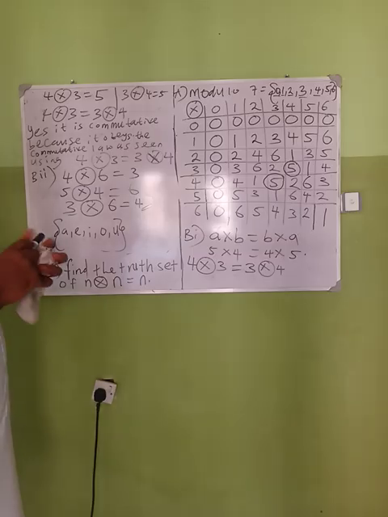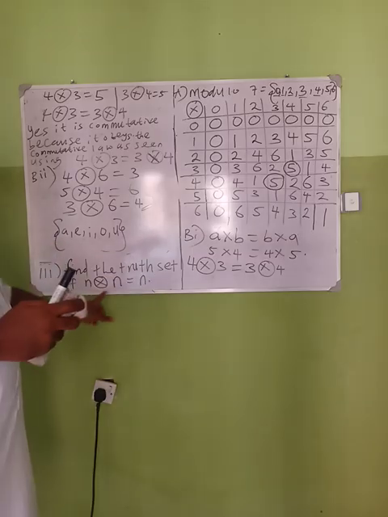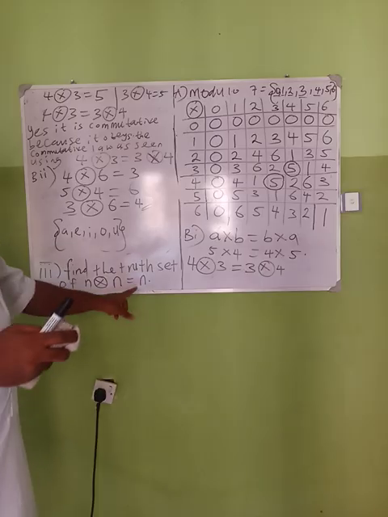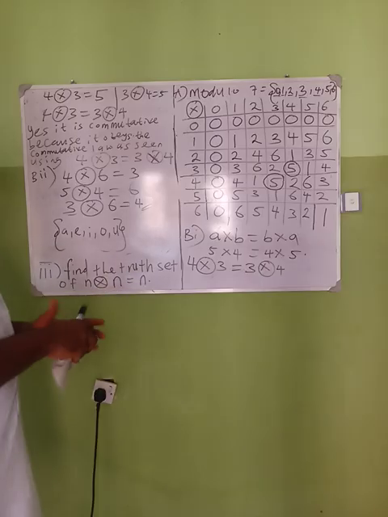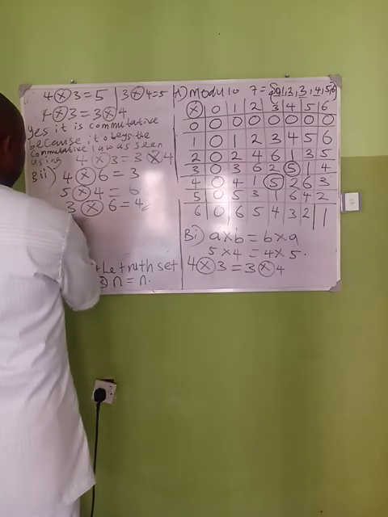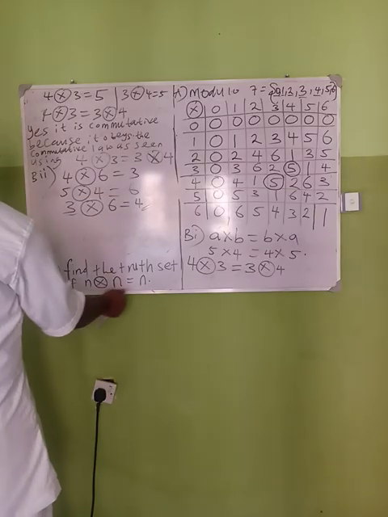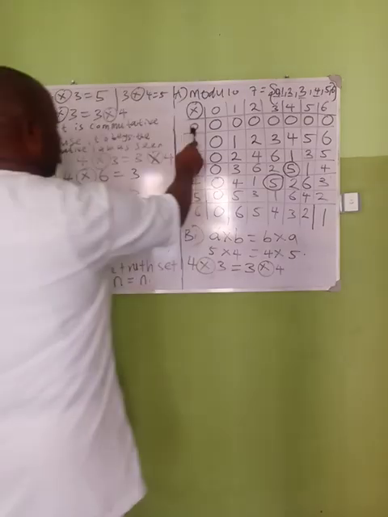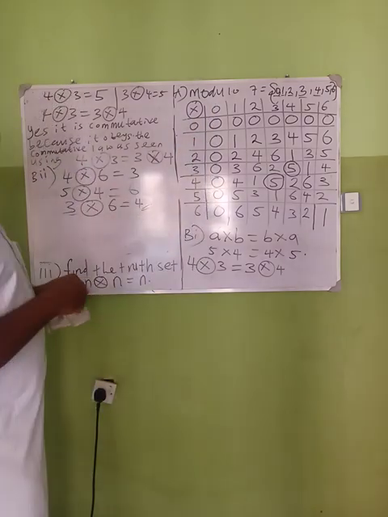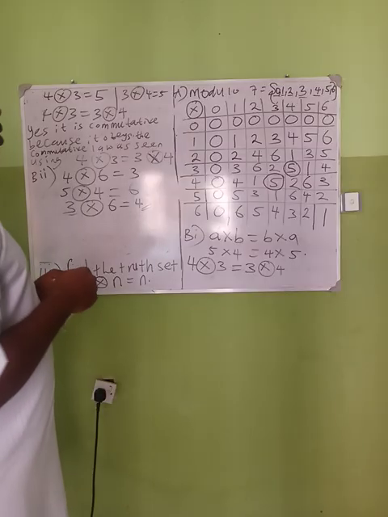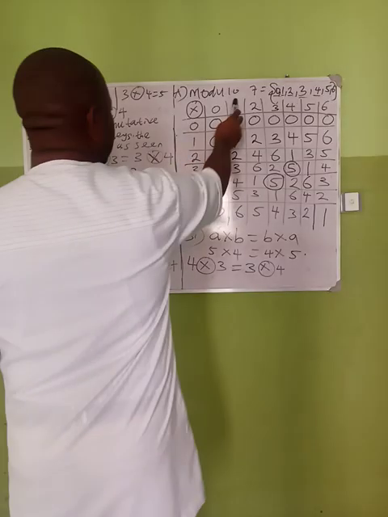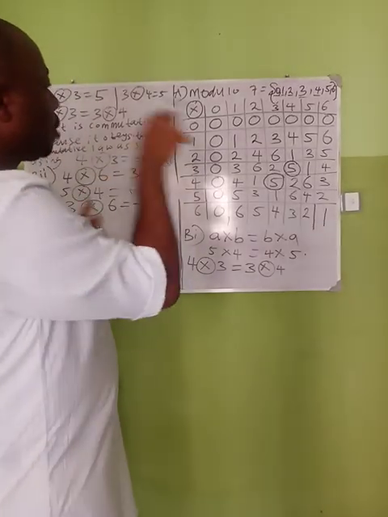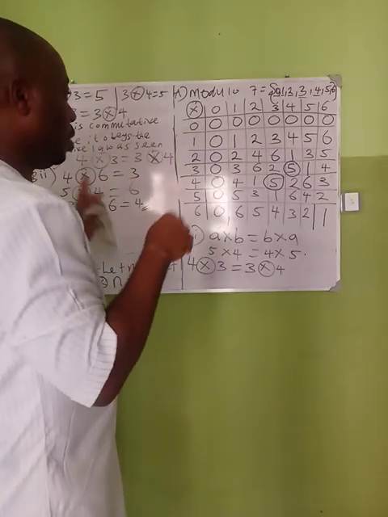vowels. Now, they want us to write a set that satisfies this condition, or maybe another word, obeys this condition. Now, what is this condition trying to tell us? It is trying to tell us that when n multiplies n, you should get n. For example, 0 multiplies 0 gives you 0, so you obey that condition. 1 multiplies 1 gives you 1, so it also obeys that condition. So you just look around the table and then you get the element.